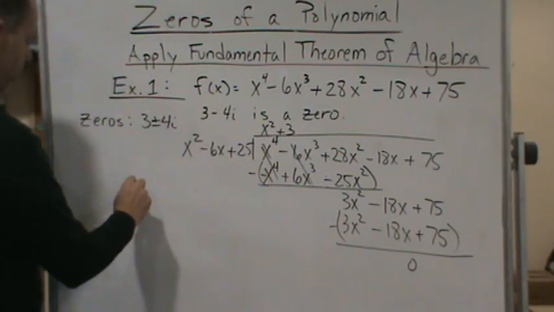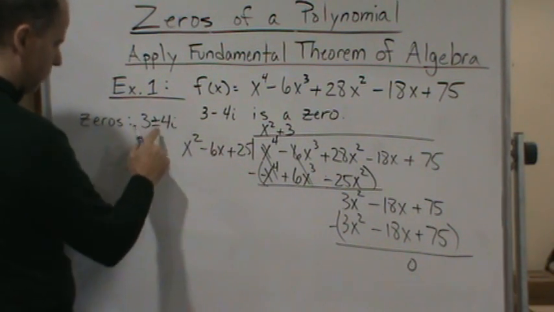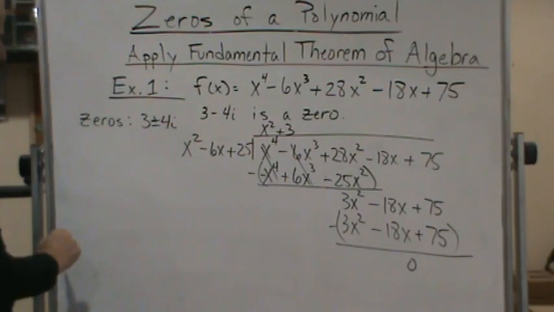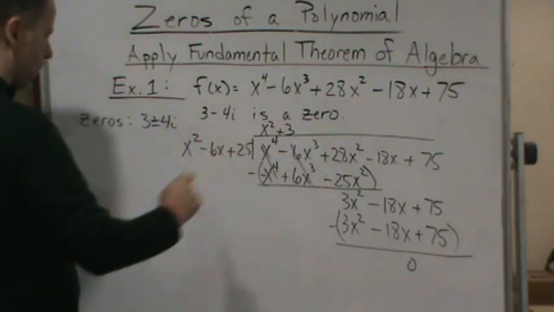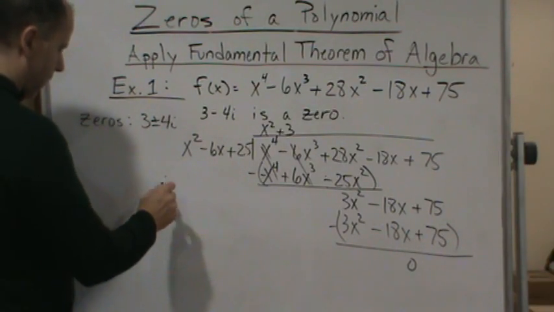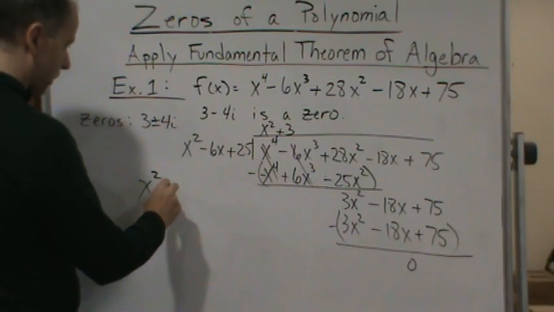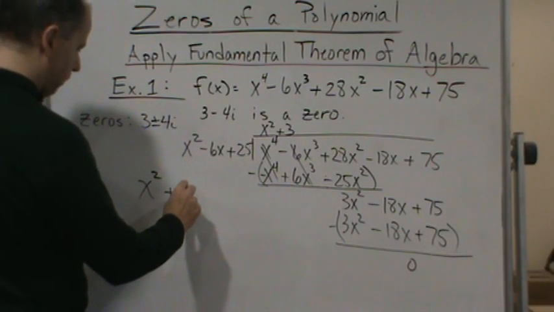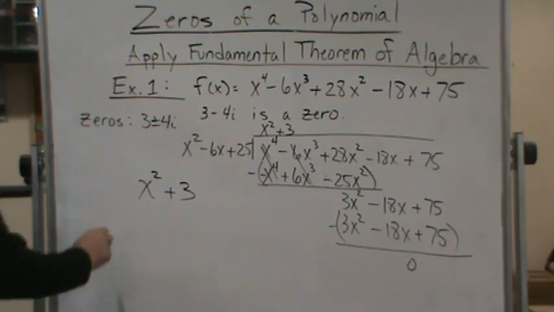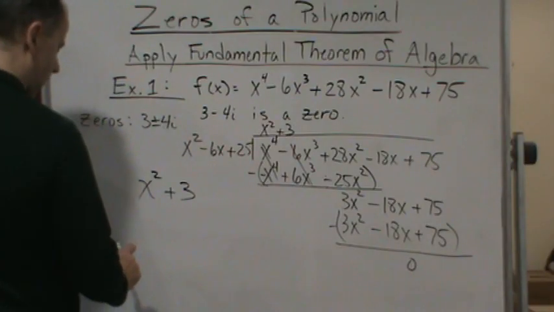That's what we want. Now we know that what's left over after we factor out the zeros, these two linear factors, x minus 3 plus 4i and x minus 3 minus 4i, is our leftover quotient, x squared plus 3. And now we can factor this easily, because this is a sum of two squares, right?